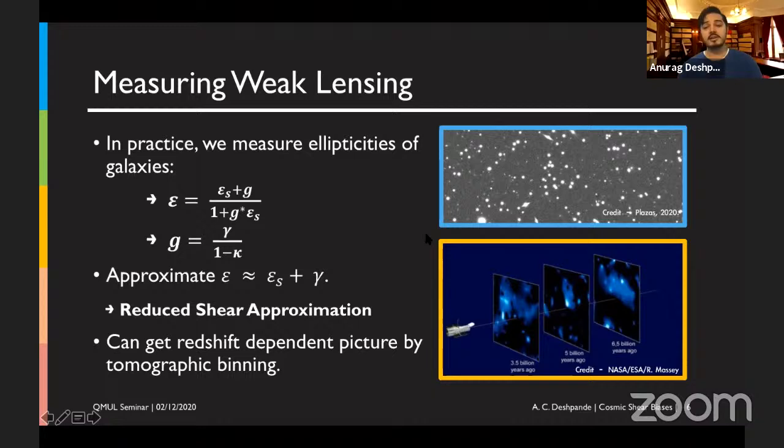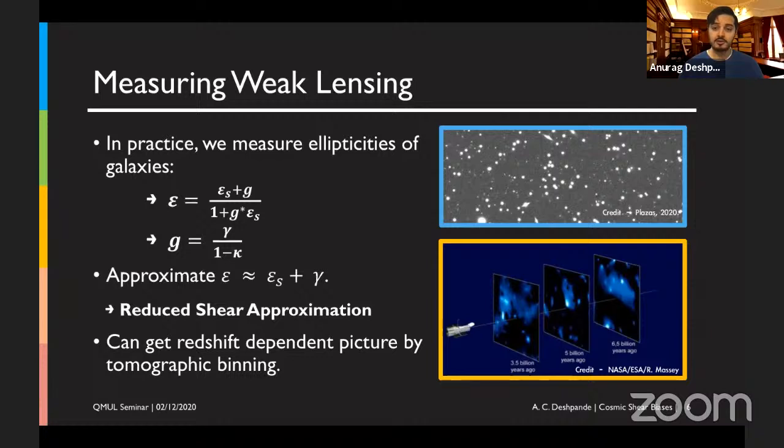But as I said earlier, for individual sources, both of these quantities are really small. So typically, to make life easier, we approximate this convergence as being really small. We Taylor expand that, and then we just say that the reduced shear is equal to the shear. Then the ellipticity is just equal to the unlensed ellipticity plus the shear. And the statistics of what we're actually seeing, which is the reduced shear, are just equivalent to those of the shear. This is known as the reduced shear approximation.